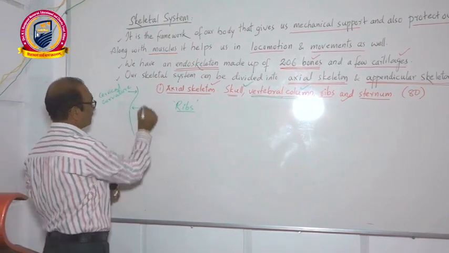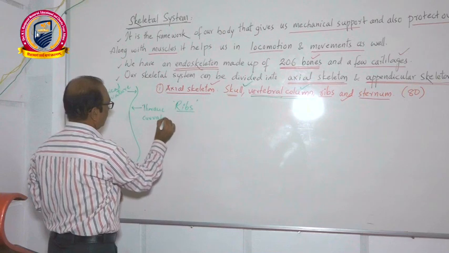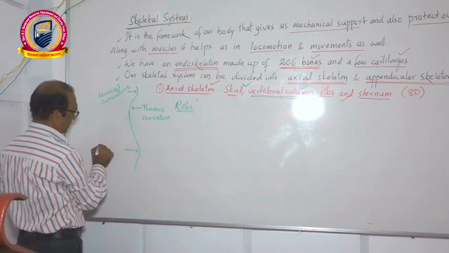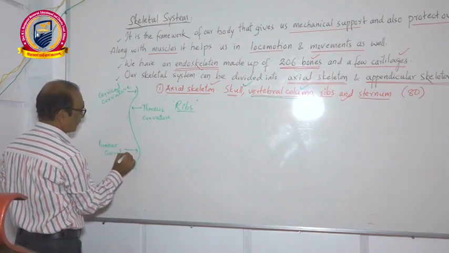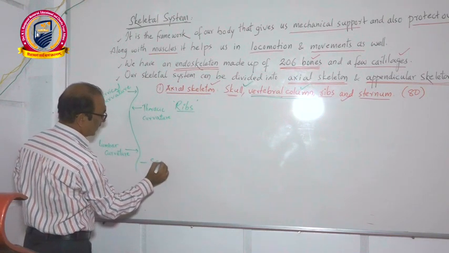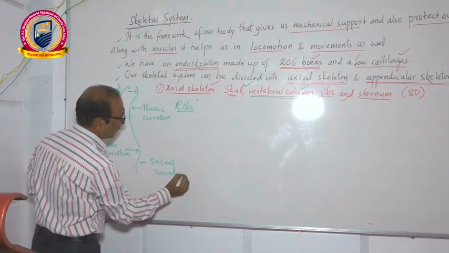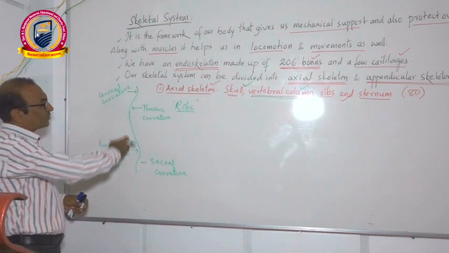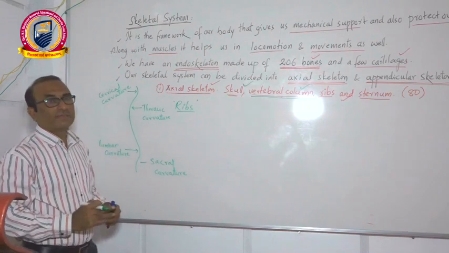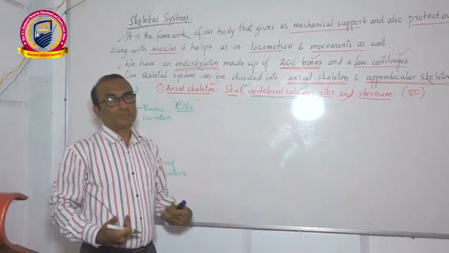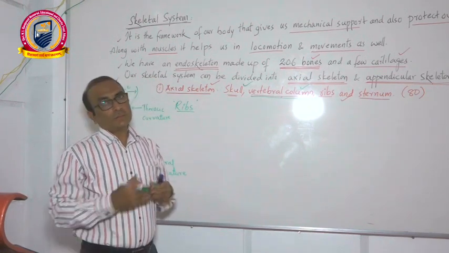This is the thoracic curvature. This is the lumbar curvature, and this is the sacral curvature. So our backbone has got these 4 curvatures, and these 4 curvatures have given us an upright straight posture where our head is exactly located upright in line with our body.